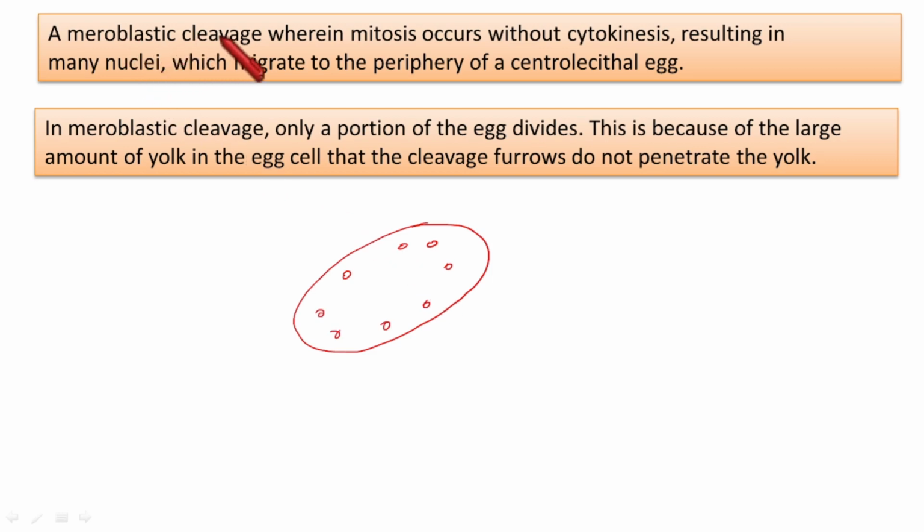What is meroblastic cleavage? Meroblastic cleavage is an incomplete division. That means only a portion of the egg divides. That may be because of something that is hindering the cleavage furrow from completely passing through the egg. Sometimes it may be the enormous amount of yolk present in the egg cell. That may hinder the deepening of the furrow to the entire region of the egg. Such a type of cleavage is called meroblastic cleavage.